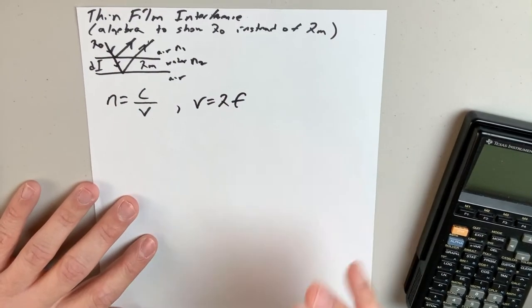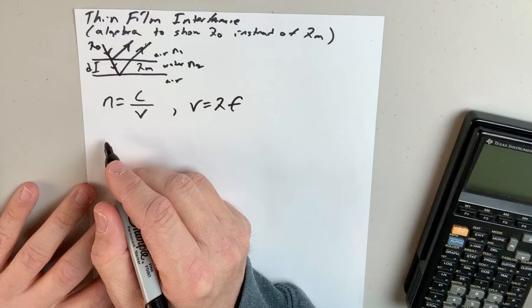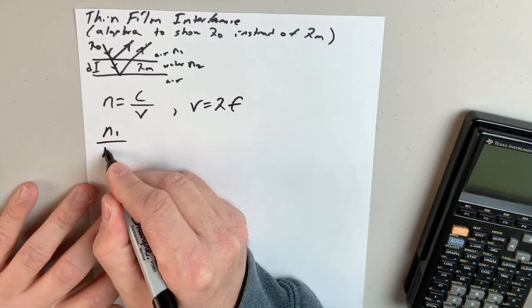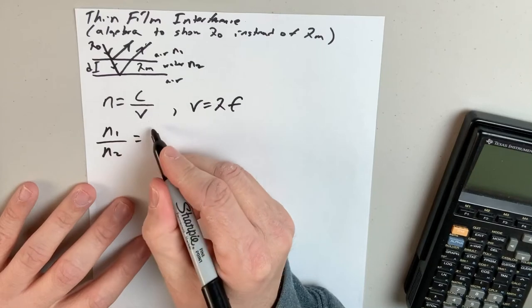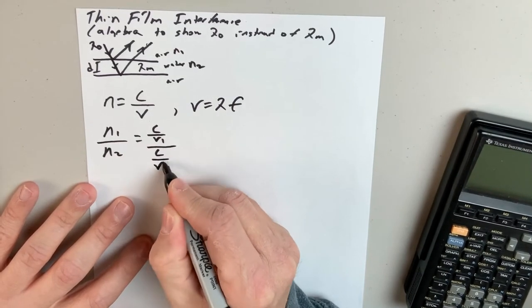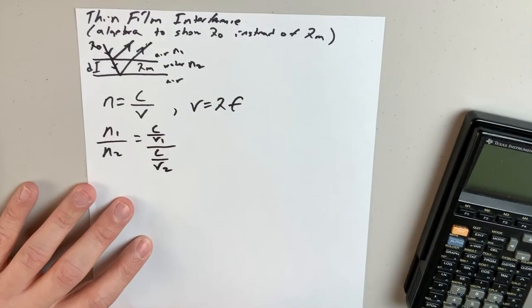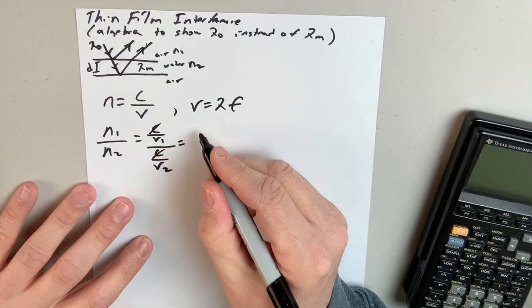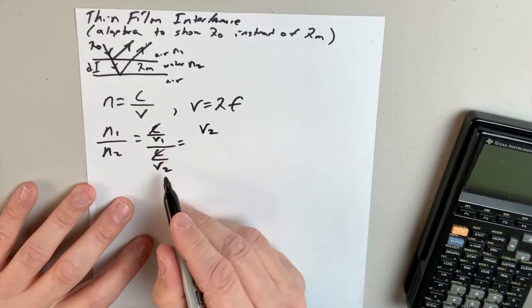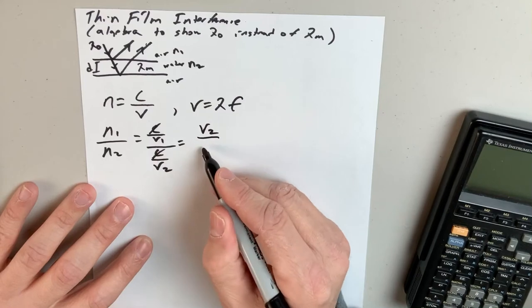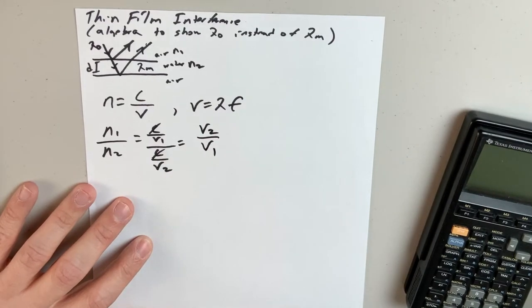So I'm going to start by relating the two n's. In this case, n1 over n2 equals c over v1 over c over v2. And remember, c is the speed of light in a vacuum, so I'm just going to cancel that out. We've got some improper fraction nonsense going on here, so this v2 will flip up, and this v1 will stay in the denominator. So I'll get v2 over v1.